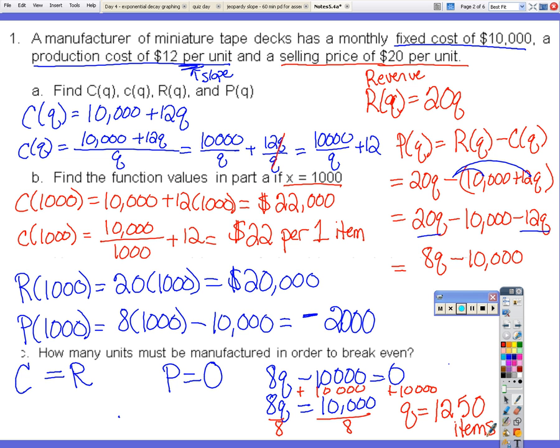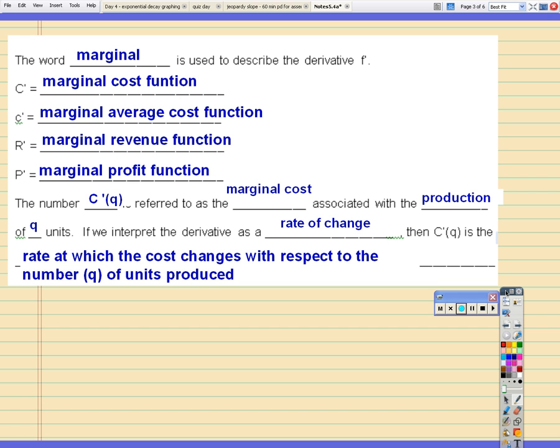So now, going a step further to our calculus, when we talk about the derivative of any of these functions, we use the word marginal. So the marginal cost function is the derivative of the cost. The marginal average cost is the derivative of the average cost function. So we're going to pause the video here so you can write down the meaning of the different symbols.